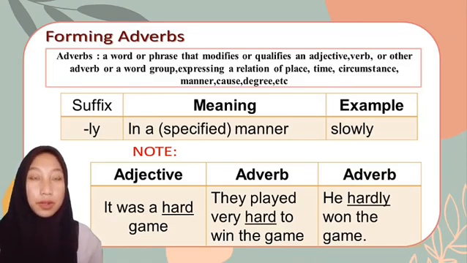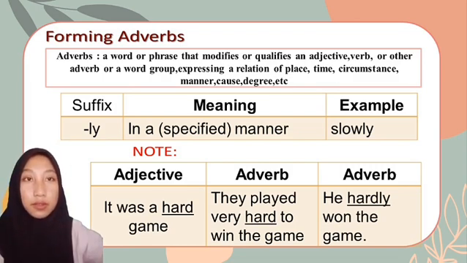Okay, the next is forming adverbs. So, what is an adverb? An adverb is a word or phrase that modifies or qualifies an adjective, verb, or other adverb or a word group, expressing a relation of place, time, circumstance, manner, cause, degree, etc. The most common way to form an adverb is adding the suffix "ly" at the end of the word, and it means in a specific manner. For example, the word slowly. Okay, now for this adjective, for example, it was a hard game. The adverb example, they play very hard to win the game. The other adverb example is he hardly won the game. As I said before, in the adverb example, we add the suffix "ly" at the end of the word hard.